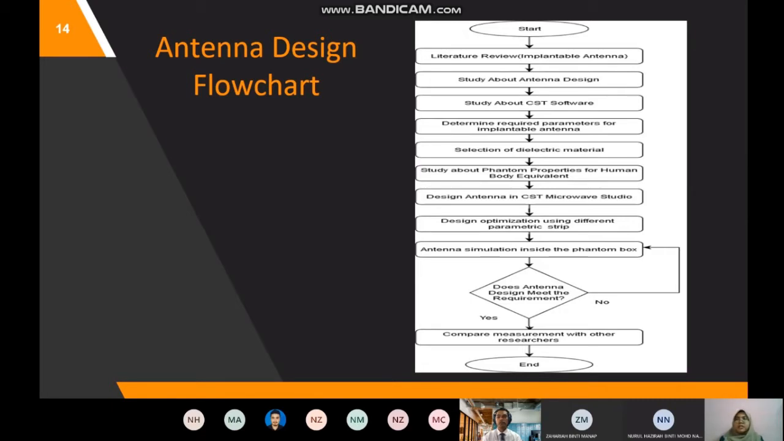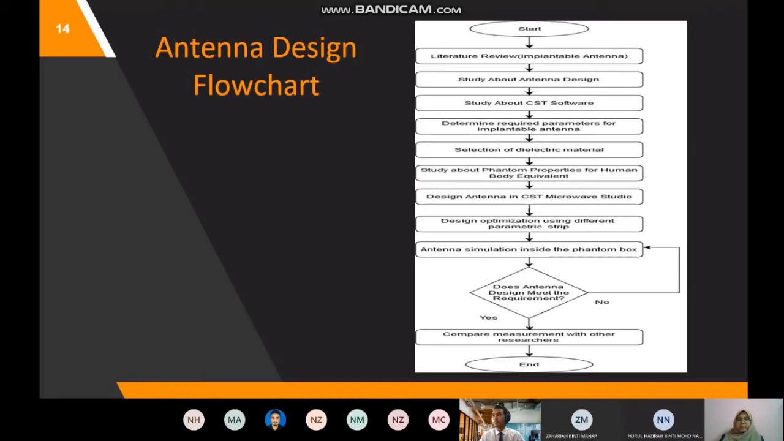So I study about the human tissue. They are made of 3 layers: skin, fat and muscle, and what is their conductivity, permittivity, and then design antenna in CST Microwave Studio. This will be in part 2 of the project. Then design optimization using different parametric strip.